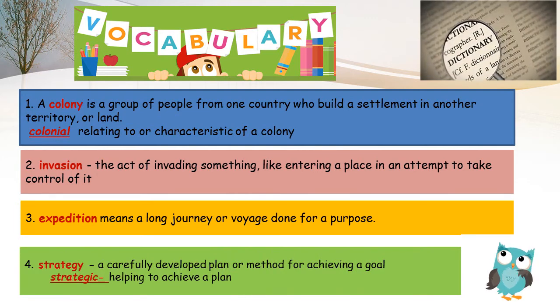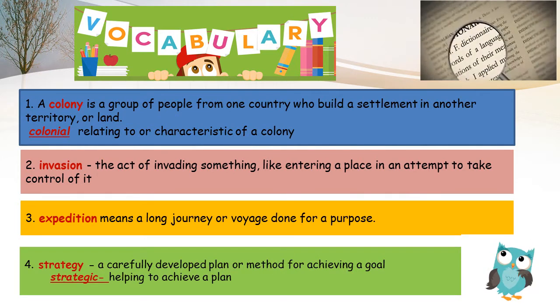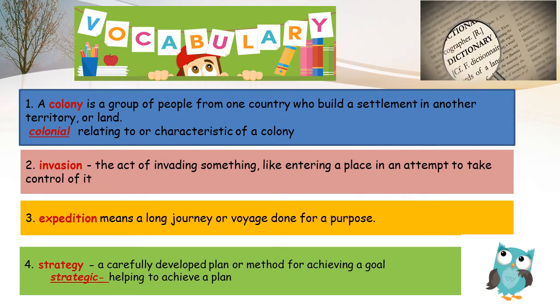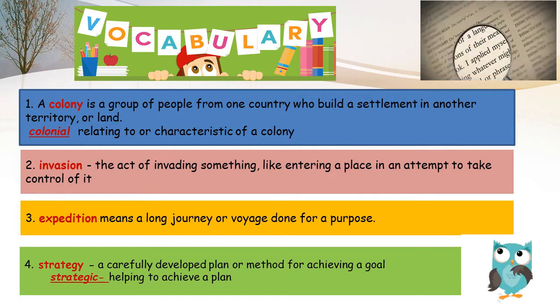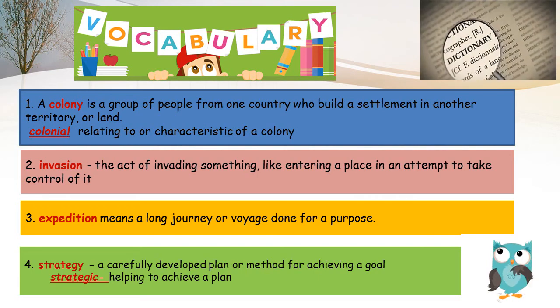Okay, and number four is strategy. Strategy means a carefully developed plan or method for achieving a goal. The key word here is a plan. And then when you say strategic, it is something that helps to achieve a certain plan.